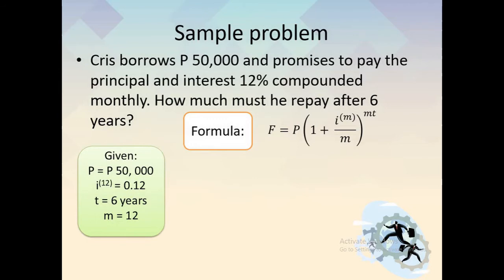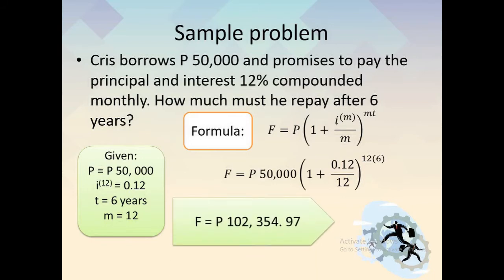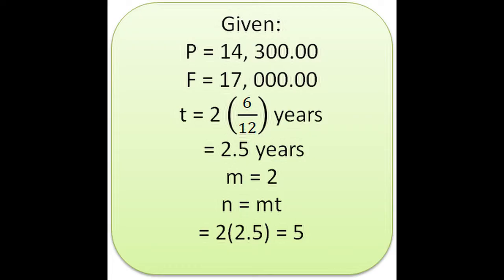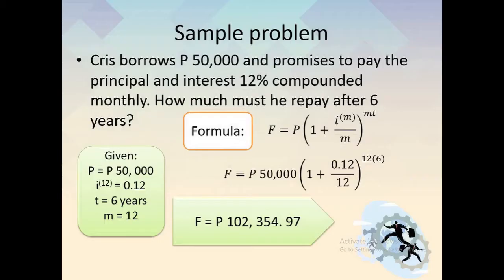So F, or the future value or the maturity value, is 50,000 pesos multiplied by 1 plus 0.12 over 12 to the power of 12 times 6. So the future value is 102,354 pesos and 97 centavos. So he must repay 102,354 pesos and 97 centavos after 6 years.